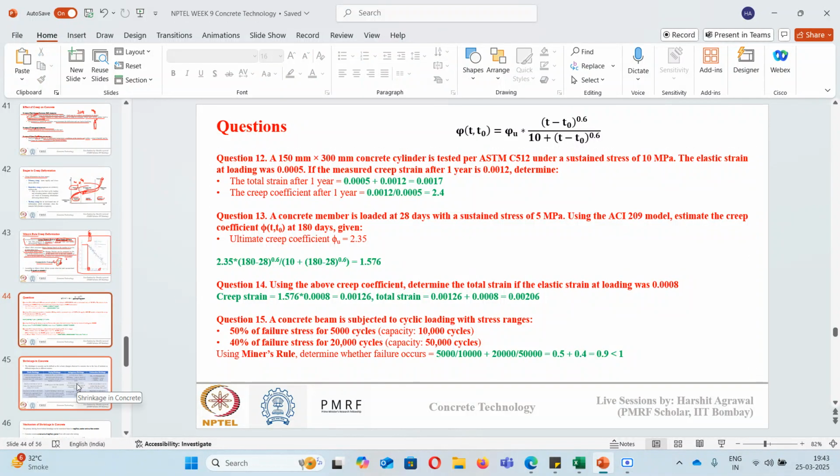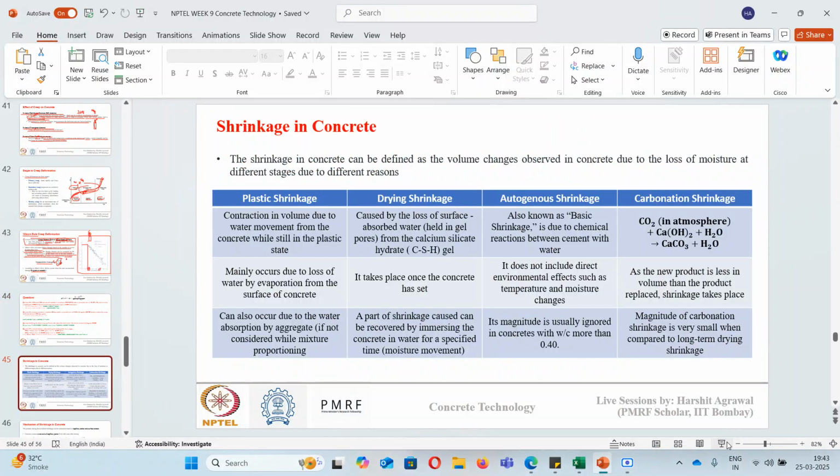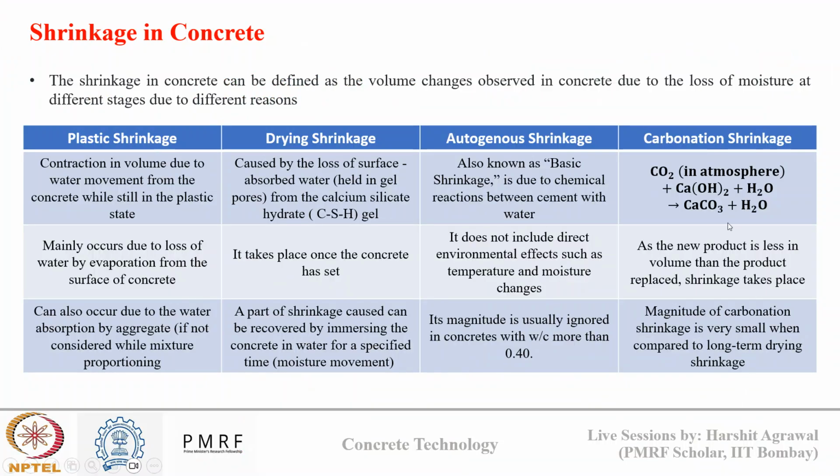Okay, so we'll move ahead. In 15 minutes I will try to conclude the session. So after creep, the final part in the hardened properties is shrinkage in concrete. So what do we mean by shrinkage? Shrinkage in concrete can be defined as the volume change observed in concrete due to loss of moisture at different stages due to different reasons. Now, in broad division, there are four types of shrinkage in concrete: plastic shrinkage, drying shrinkage, autogenous shrinkage, and carbonation shrinkage.